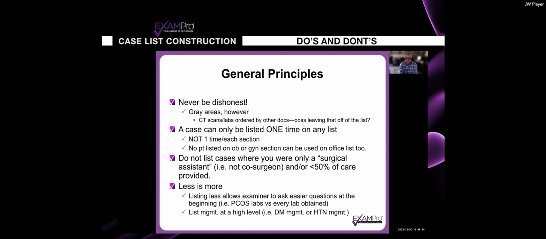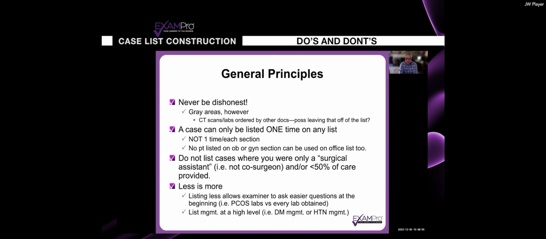Next thing, a patient can only be listed one time on any list. That's not one time on each section. So once on OB, once on GYN, et cetera. This is one time, period. So if you have her on your GYN list because you operated on her in the operating room or at the surgery center, you cannot list her on your office section.